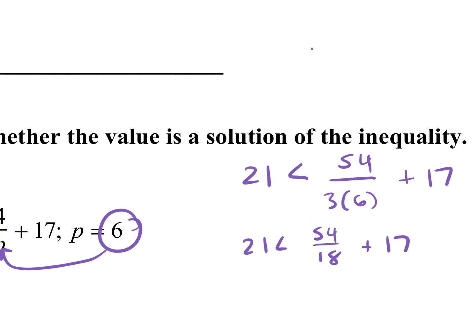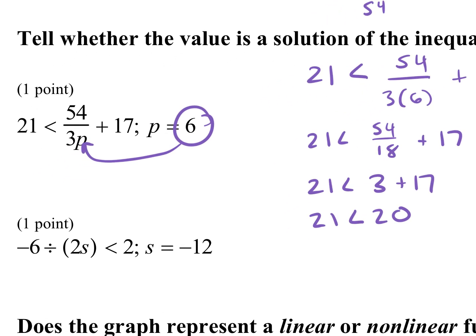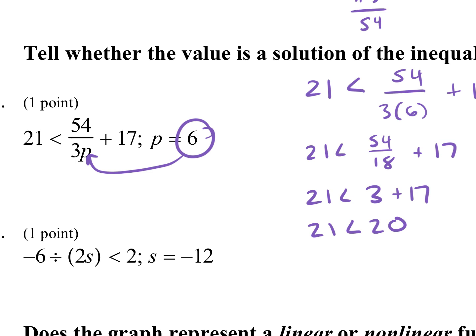Let's see. 18 times 3. 3 times 8 is 24. 3 times, so it's 54. It's 3. You're close. So 21 is less than 3 plus 17. So 21 is less than 20. Is this true? Is 21 less than 20? No. So is negative 6 a solution? No.